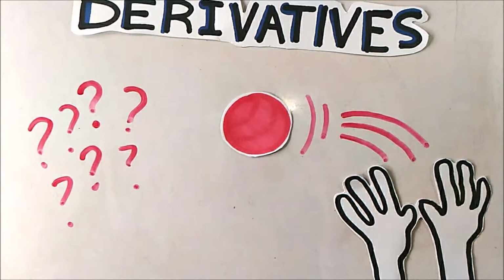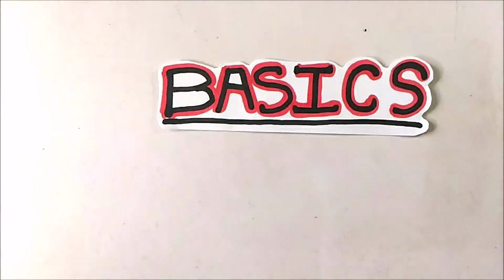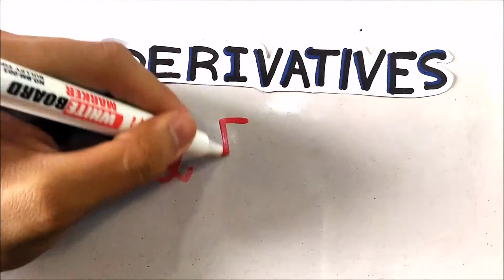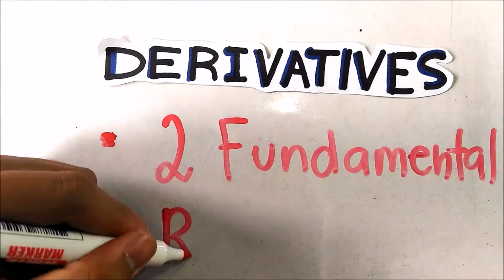It's the amount by which a function is changing at one given point. With derivatives, you can compute the ball's rate of change. Let's get into the basics of it. There are two fundamental rules when it comes to computing derivatives.